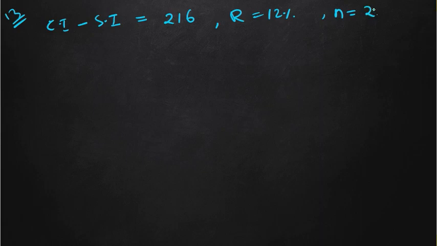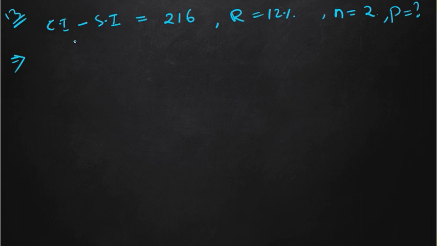Okay, let's move to question number 13. The difference between the simple interest and the compound interest on a sum of money for 2 years at 12% per annum is 216. That means compound interest minus simple interest is equal to 216. The rate of interest is 12% per annum and the number of years is 2. So we need to calculate the sum, that means P.